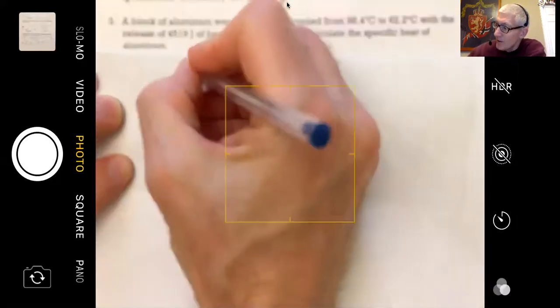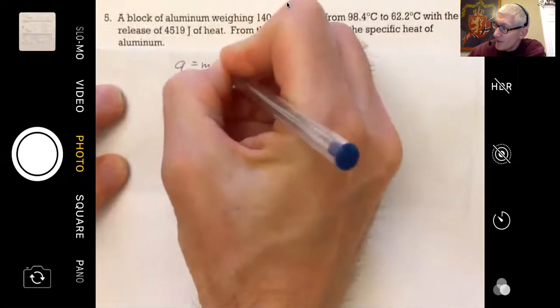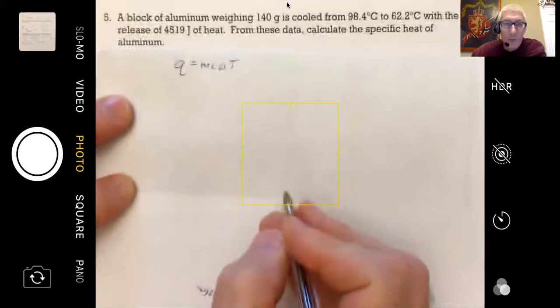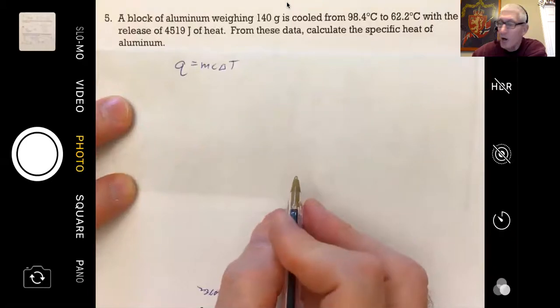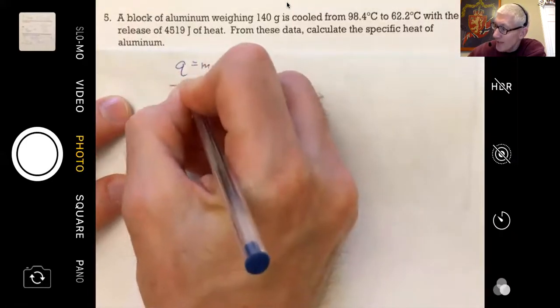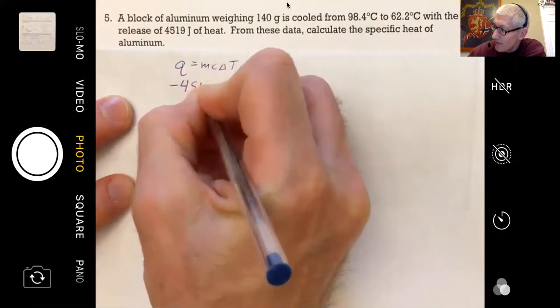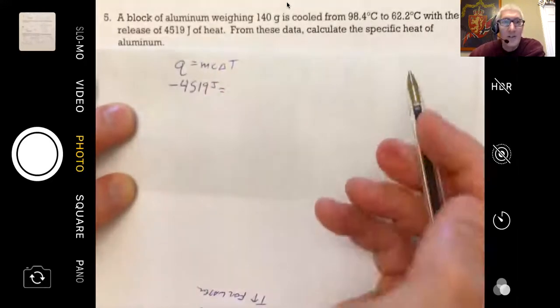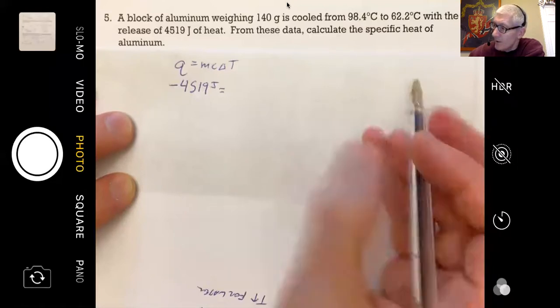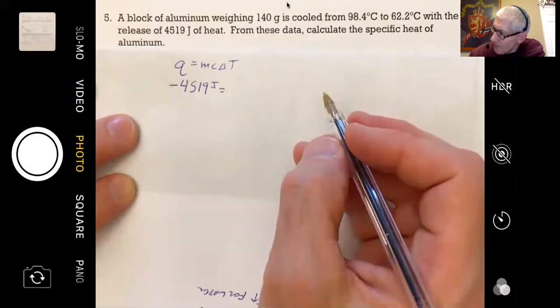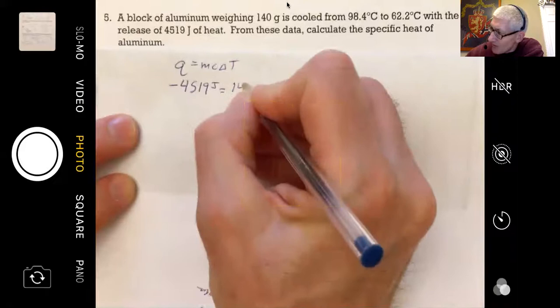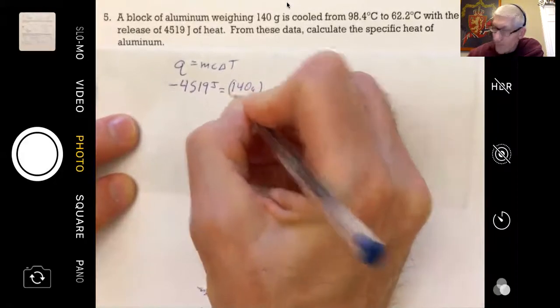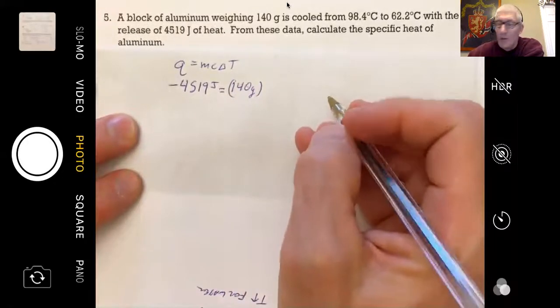And again, we think Q equals mc delta T. Since I'm releasing heat, I'm giving it off. That is a loss, so I'm going to put a negative sign out here, 4519. And that is the amount of energy associated with that. We do know the mass. It's 140 grams. We don't know the specific heat of aluminum. That's what we're trying to solve for.